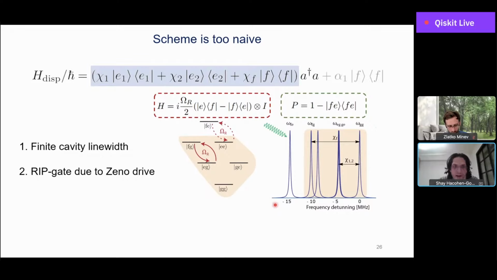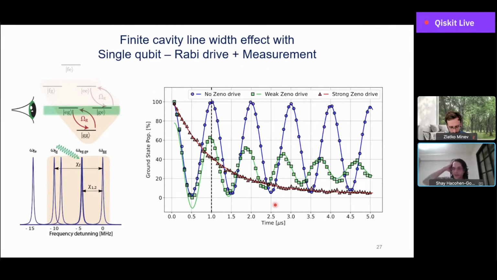The finite cavity linewidth really deals with the fact that our measurement rate relates to the drive strength only in what is called the Markovian limit. Basically, the evolution of the Rabi drive has to be very slow, but we don't want it to be too slow because we're also limited by coherence times. So let's see how this works out in experiment. What we're going to do is look at the Zeno effect on a two-level system.